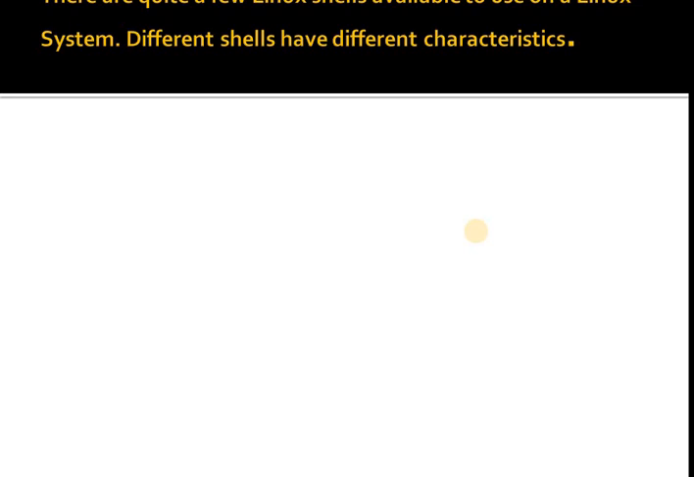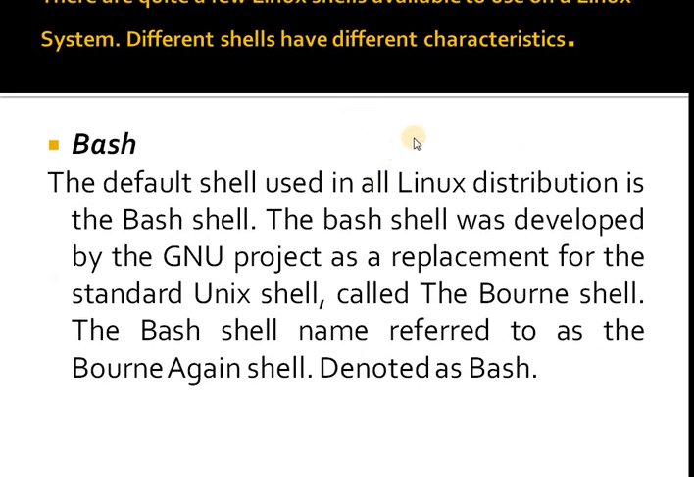There are quite a few Linux shells available to use on a Linux system. Different shells have different characteristics. The default shell used in all Linux distributions is the bash shell. So we shall see each shell in detail. First we shall see the bash shell.